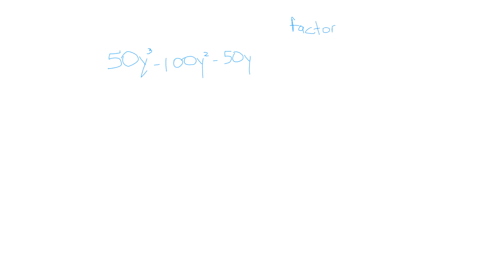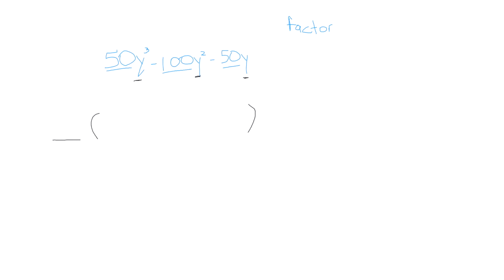There's the number part, the 50, the number part, the 100, the number part, the 50. And then there's the variable part, y cubed, y squared, just y. So I'm going to set it up like this. I have three terms, and I'm going to have something on the outside, something that I can vacuum out of each of those terms, something that's shared with each of these terms.